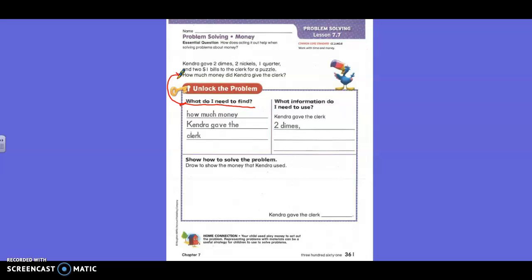Kendra gave the clerk, they said, 2 dimes, 2 nickels. You guys are adding, so now you guys have to do it too. They don't have all of them there. 2 dimes, 2 nickels. What else? 1 quarter. And 1 quarter, comma, and 2 $1 bills.